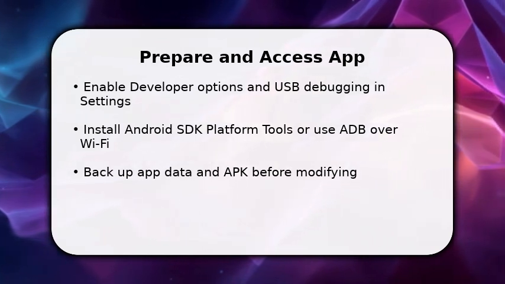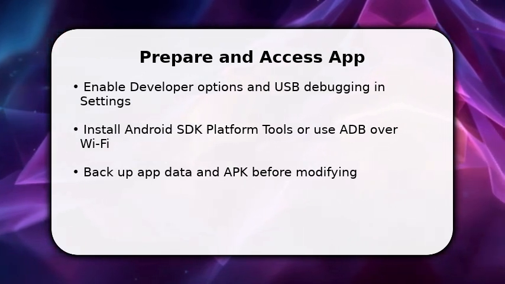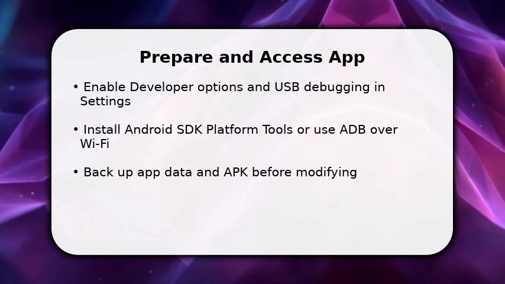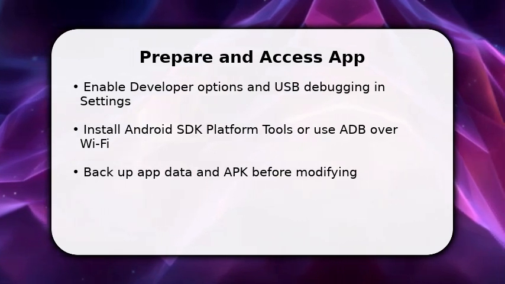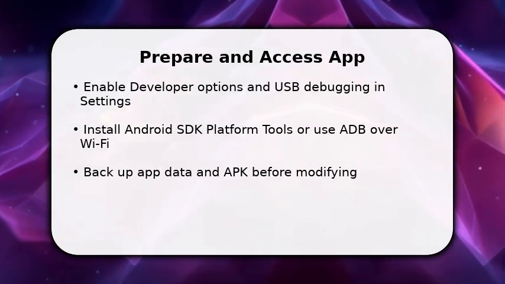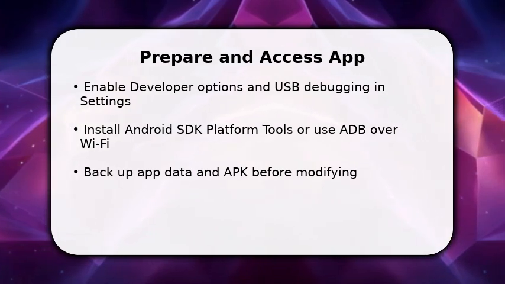Once connected, make a full backup of the app APK and its data to avoid irreversible loss. You do this now because having a restore point prevents losing accounts or settings when you change package files or resources later. Once you have backups, decode the APK with Apktool to access resources and Smali code.